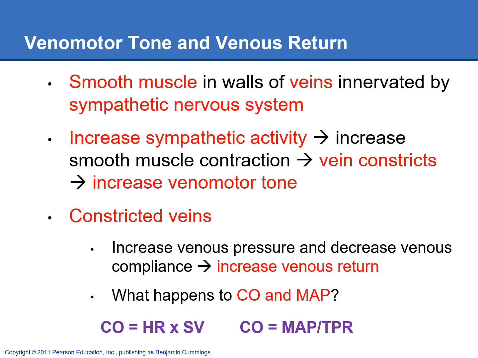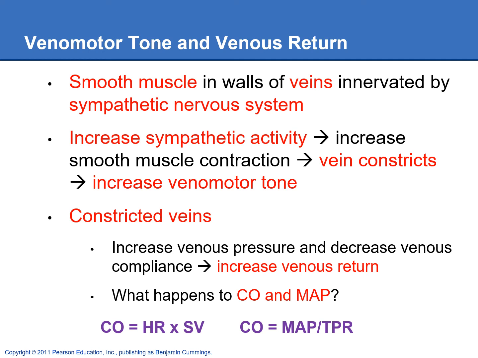And the last thing that affects venous return is called venomotor tone. So the smooth muscle in the walls of the veins, they're innervated by the sympathetic nervous system. So if you increase sympathetic activity, the smooth muscle contracts, that'll cause vasoconstriction of the vein, that'll increase the venomotor tone. And if you've constricted your veins, then that'll push more blood back to the heart, so that'll increase the venous return, and then that will fill the ventricle up with more blood, that'll increase the end diastolic volume.